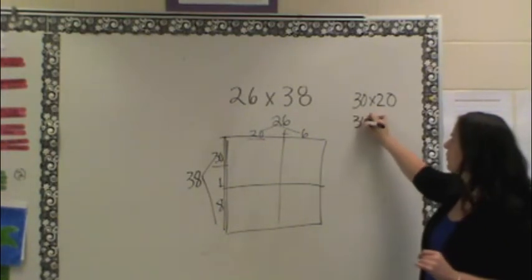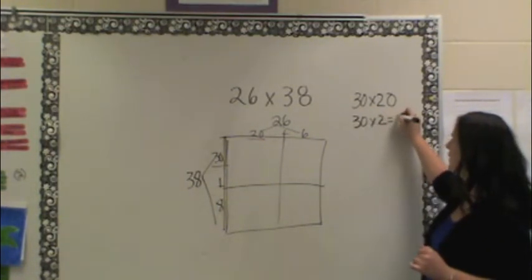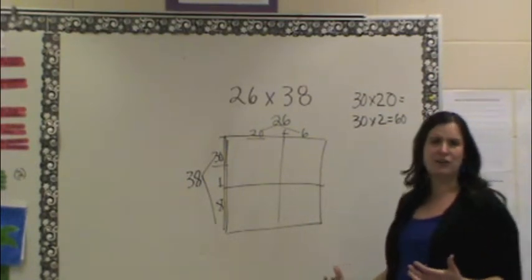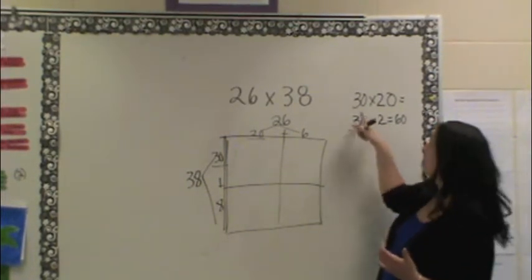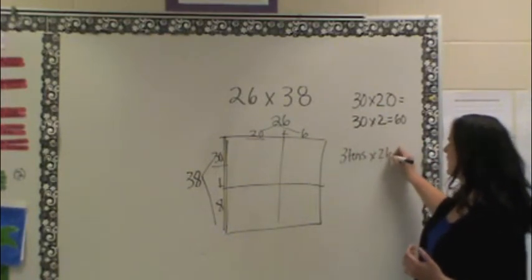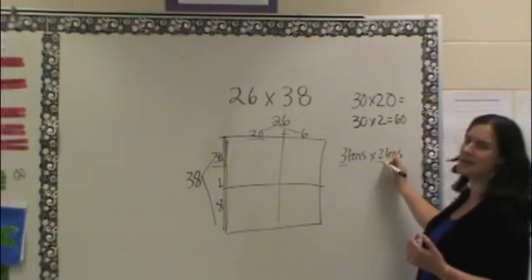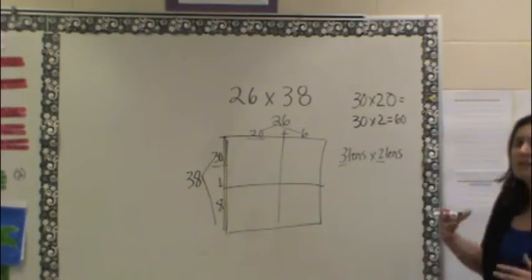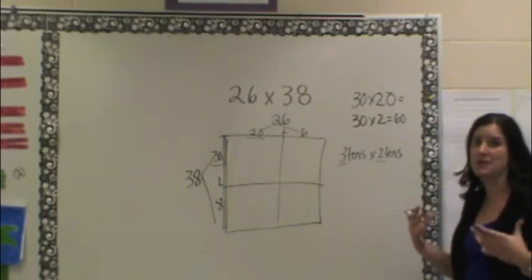Well, you already know what 30 times 2 is, and you said that was 60. So 30 times 20 needs to be larger than that, okay? So you can think of your 30 as your 3 tens, your 20 as 2 tens, and now you're multiplying 3 tens times 2 tens. You know the answer is going to be 6 something, but what is the exact something it's going to be?